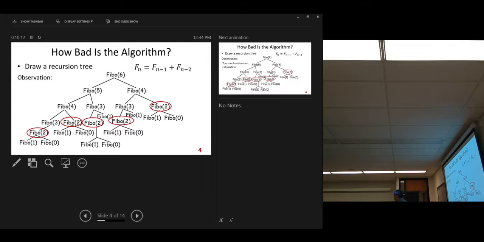That's not efficient. Okay? Because we don't need to repeat. If you calculate Fibo of 2, the next time when you need it, you just use it. Why do you need to recalculate it? So the good one, we should make sure each number we only calculate once. So this one, you calculate in a large number.